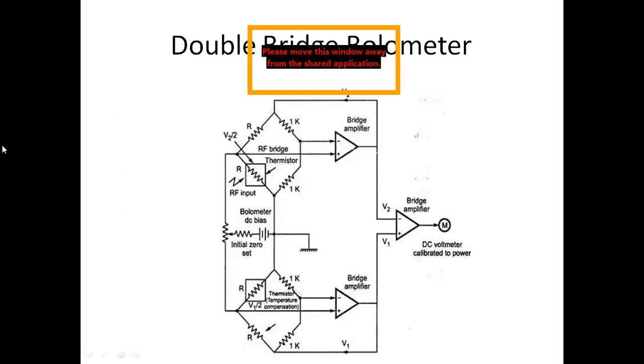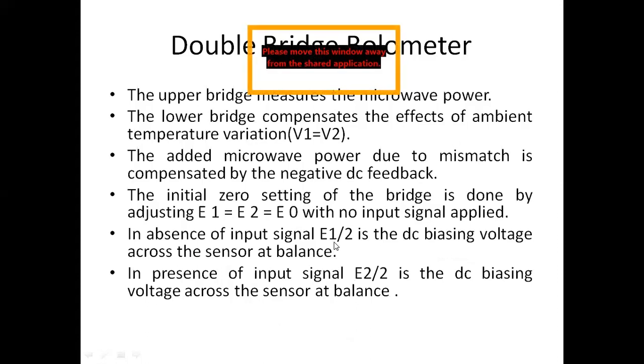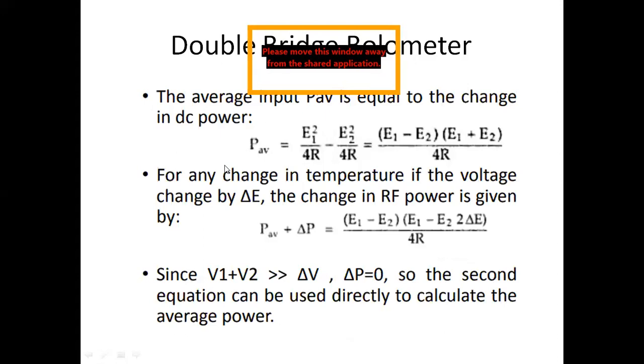When we incident any RF microwave power, it is incident into the first bridge circuit. If there is any RF microwave power incident, the output signal will be E2 by 2. If there is no input RF power, the output will be E1 by 2. Based on this, we can measure the average input power, that is E1 squared by 4R, using this: E1 minus E2 multiplied by E1 plus E2 divided by 4R. This R is the resistance value taken from the bridge circuit.